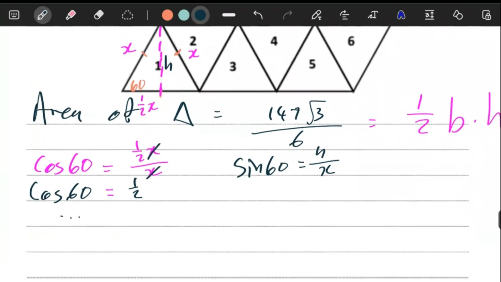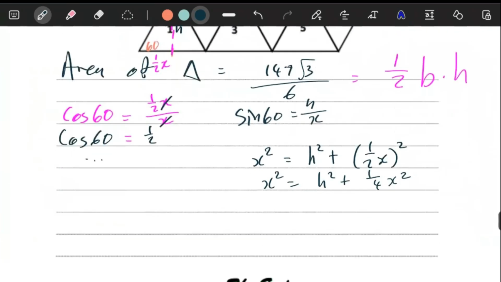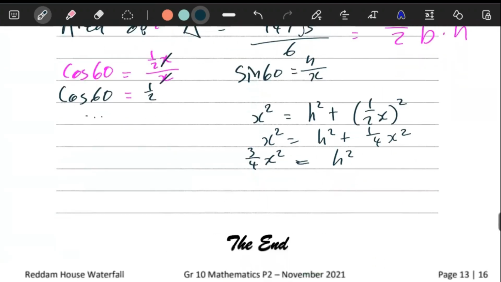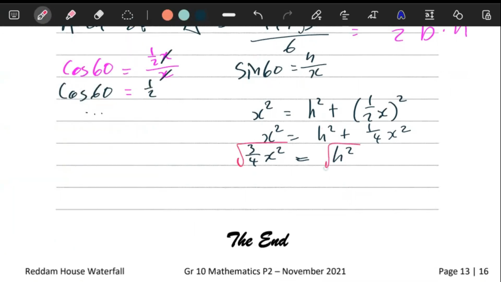The one equation that will have x and h is Pythagoras. So we can say here x squared is equal to h squared plus a half x squared. So this is like h squared plus a quarter x squared. And then everything on one side except for the h squared, you're going to have 1 minus a quarter. That's like 3/4. And then you take the square root of each side. Square root, that's like h. And then you're going to have the square root. In the calculator, this is what it's going to come out as.